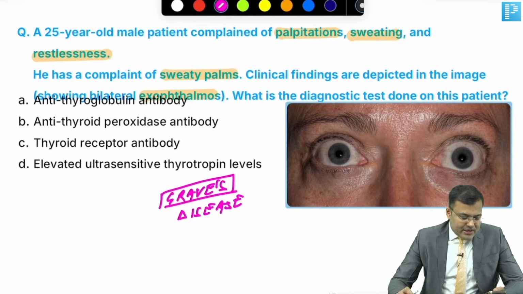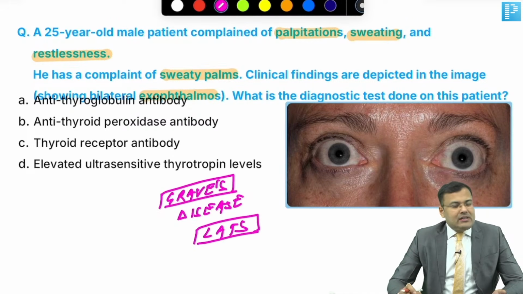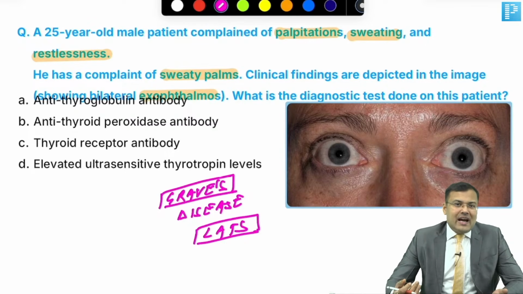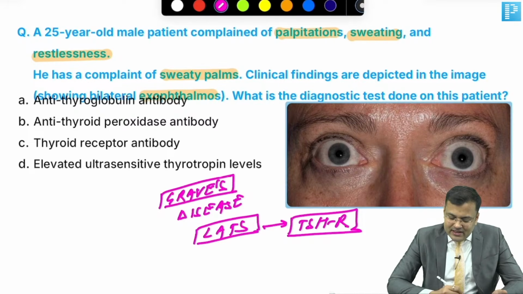What is the name of the autoantibody? It's LATS. So guys, it's LATS. You know, when kids are not studying, especially in UP and Bihar, they get the lats. It's long acting stimulation. LATS, if you get in childhood, there is long acting stimulation. So this is how you have to remember LATS, long acting thyroid stimulator. And this LATS is against which receptor? TSH receptor. So it is against the TSH receptor.